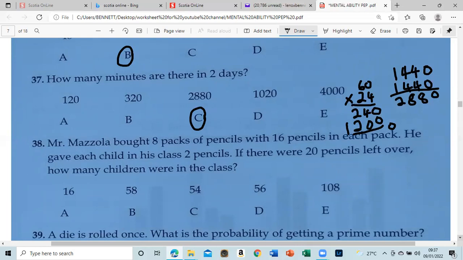If one pack has 16, then if you have 8 packs, it's like you add 16 eight times, doesn't it? So we can just multiply. 2 packs consist of 32, 3 packs, and so on and so on. All right, so let's go.